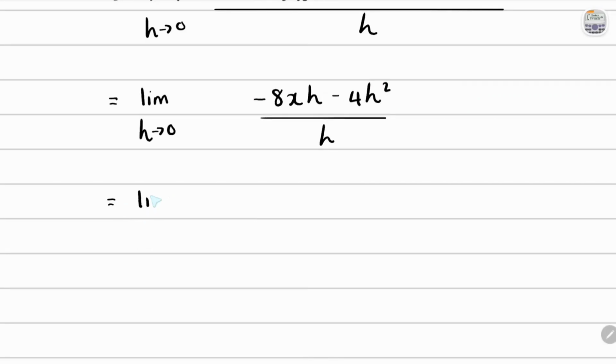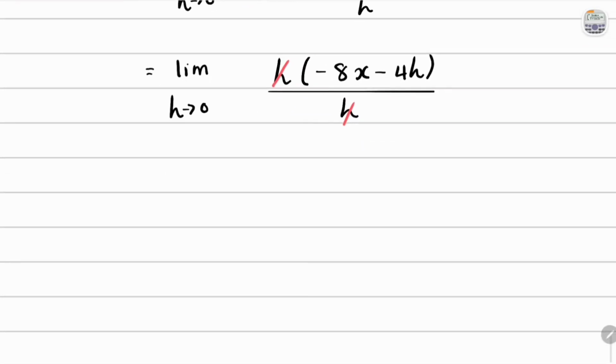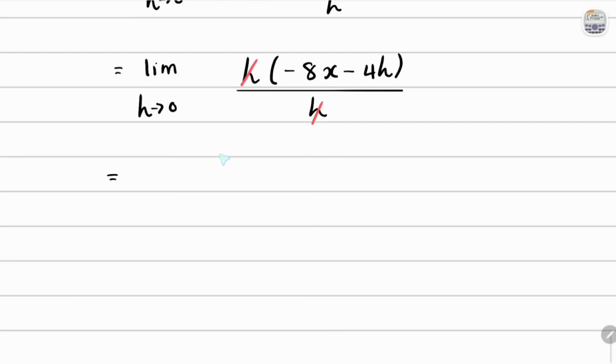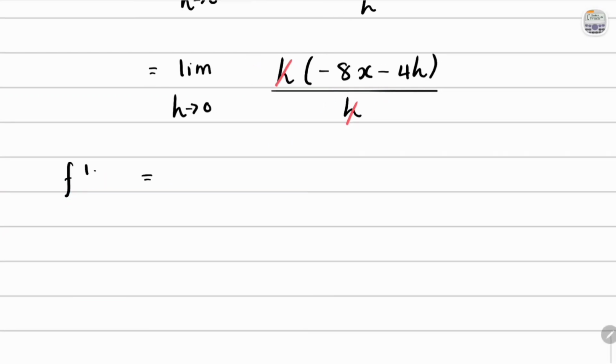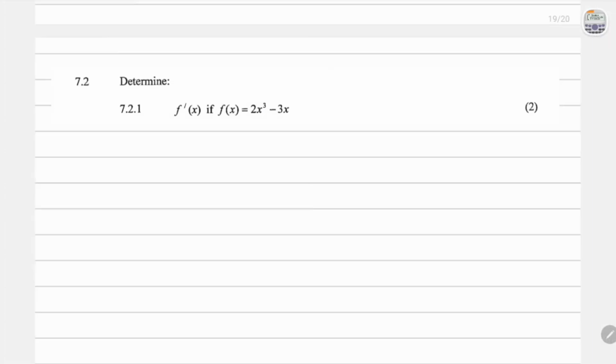Now we can solve the problem that we had, which was that the h was in the denominator. So we're going to take h out as a common factor, and we have negative 8x minus 4h. Now finally that h cancels there, and it's no longer a problem. We will not have an undefined expression. So you can go ahead and substitute at this point. f prime of x is equal to negative 8x minus 4, and in place of h, we substitute 0. So f prime of x is finally equal to negative 8x, and that is our answer.